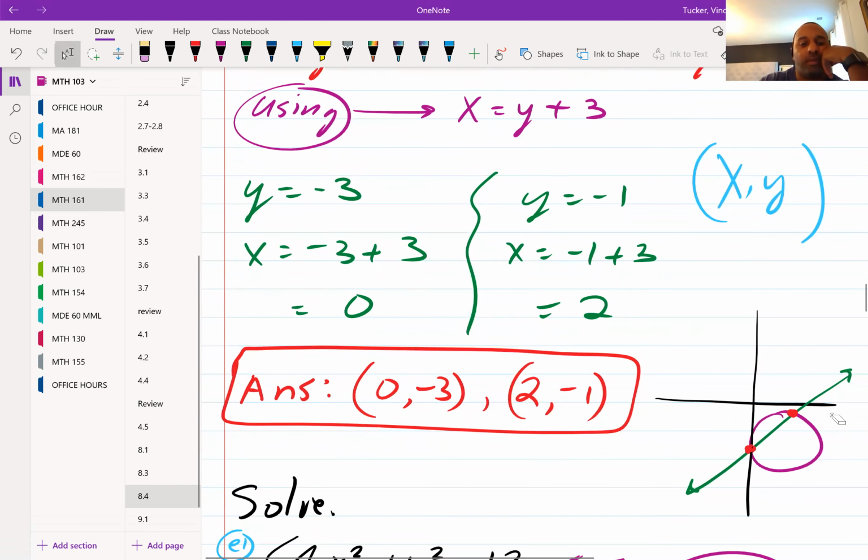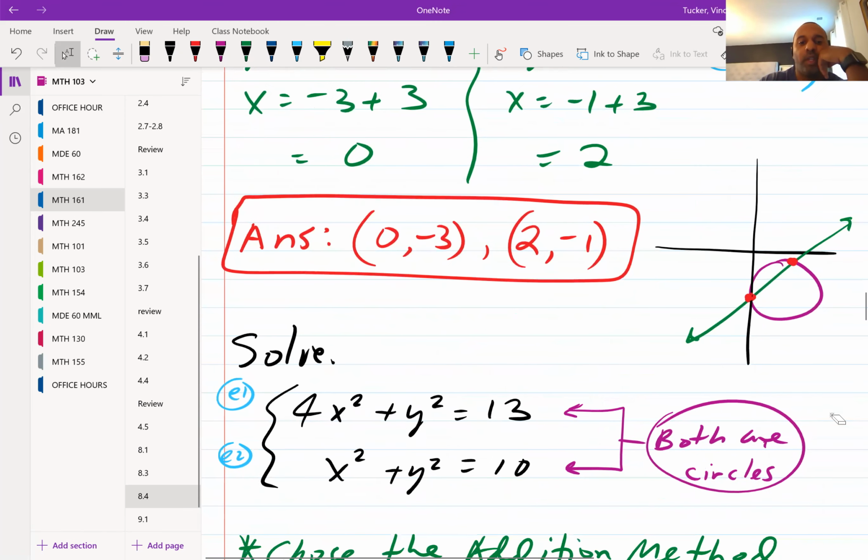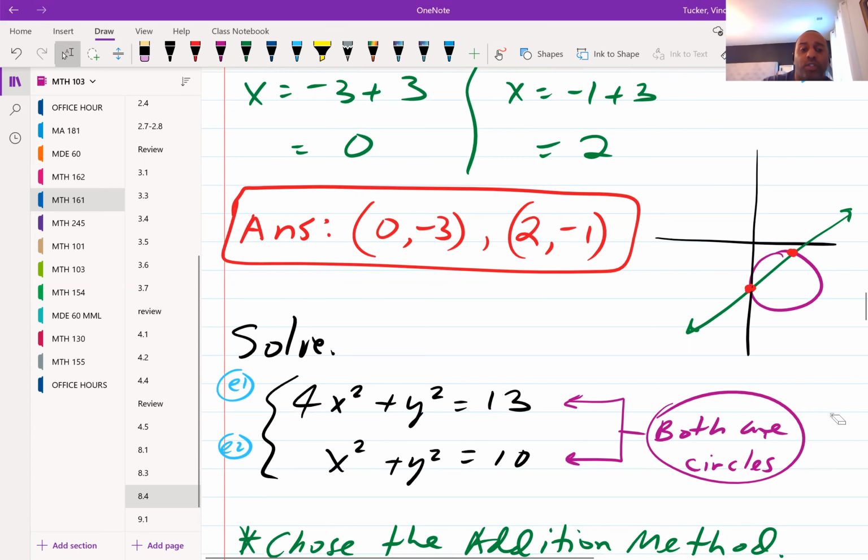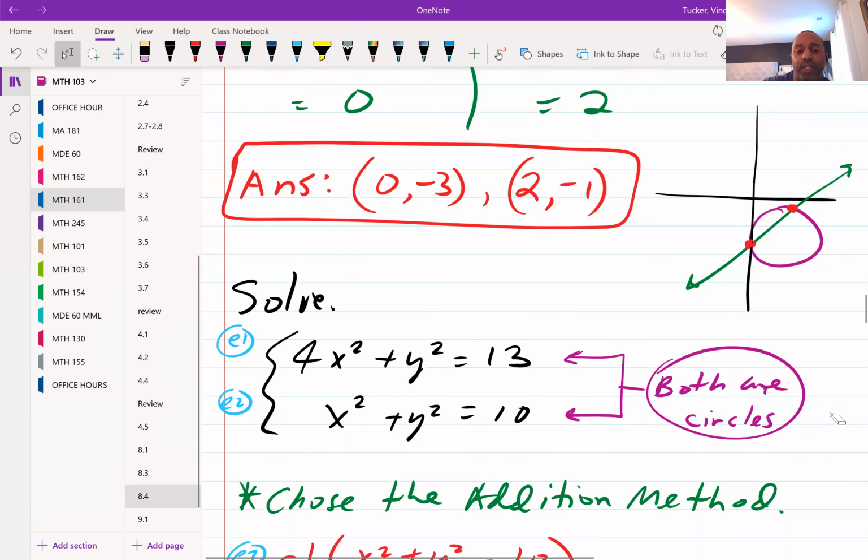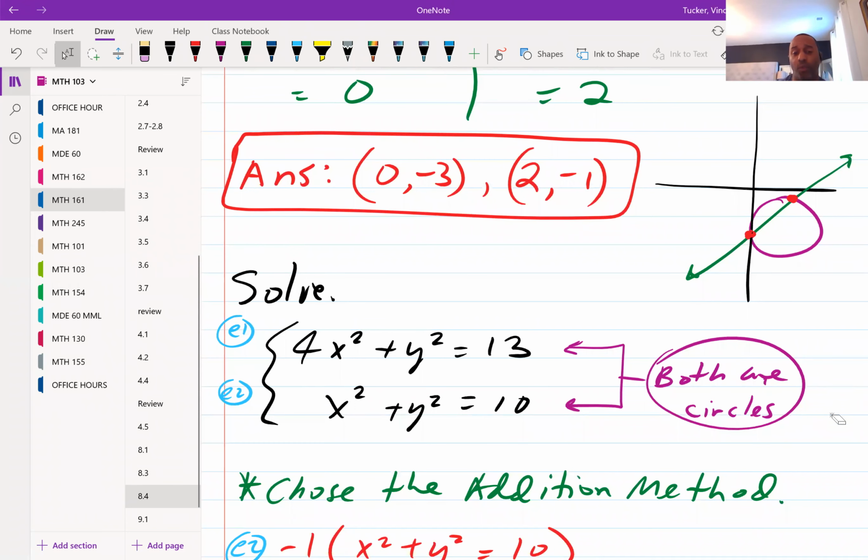Let's look at another one. Here we have 4x squared plus y squared equal to 13, x squared plus y squared equal to 10. Both of these are circles. All right. So here I'm going to use the addition method. So instead of trying to solve one of these equations for y or for x, notice that we have squares in each one of them. We can use the addition method.